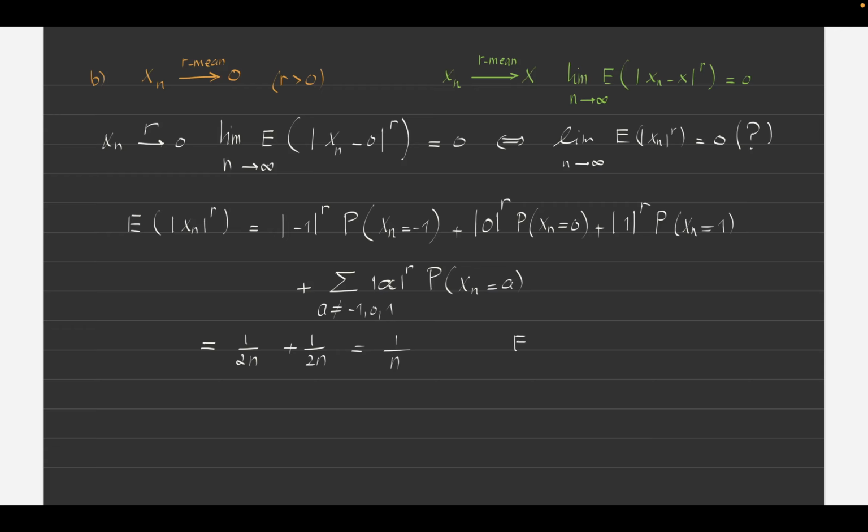So it means that the expectation value of the absolute value of xn to power r is just 1 over n, and now I take the limit as n goes to infinity, so that also becomes 0. So I was able to answer this question mark positively, and it means that I am done.